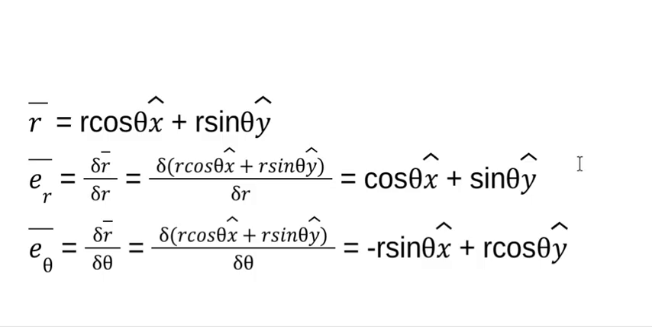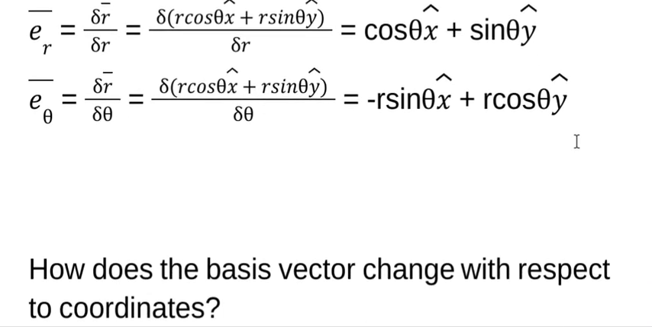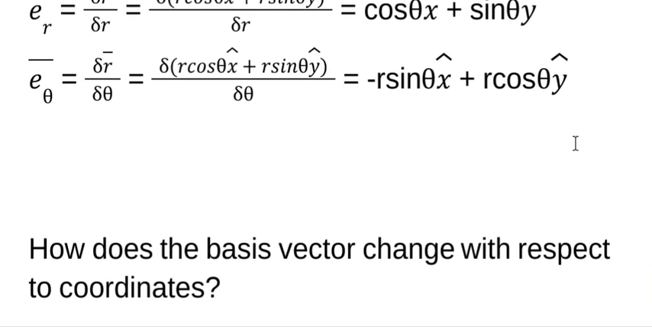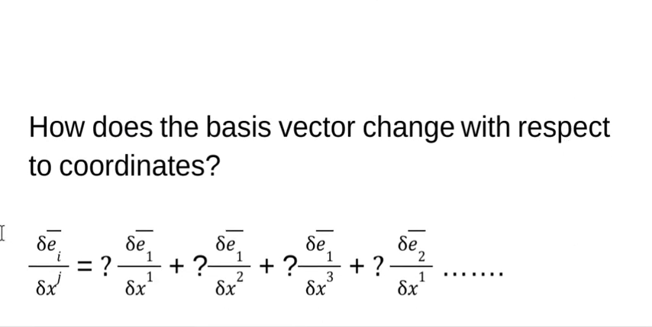So then we ask ourselves, well, what happens if we take the derivative of a vector? How does a basis vector change with respect to a coordinate? Well, that's what we're going to do. How does the basis vector change with respect to the coordinates? So we could differentiate this unknown basis vector with respect to a coordinate. So it's the ith basis vector with respect to the jth coordinate.